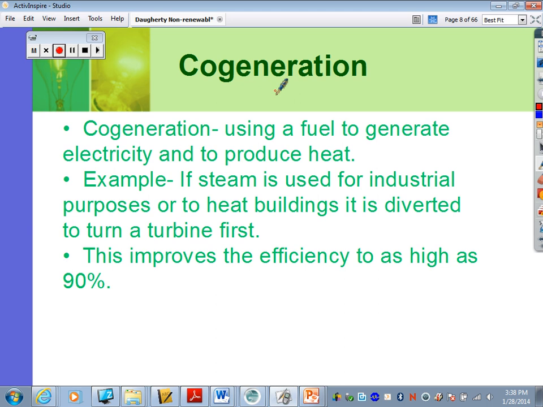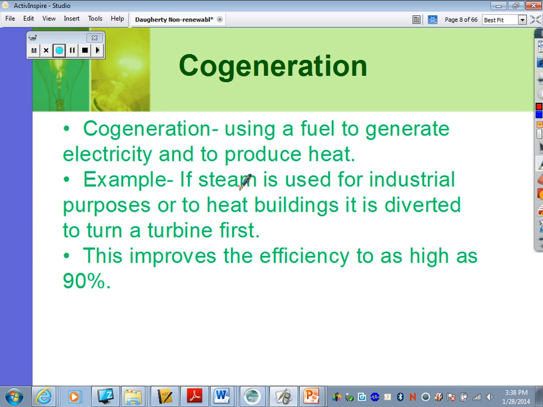A way that we could make a power plant more efficient is to do this thing that's called cogeneration. It says in cogeneration, you're using a fuel to generate electricity and then also to produce heat. So you're using that same initial source for two different goals.